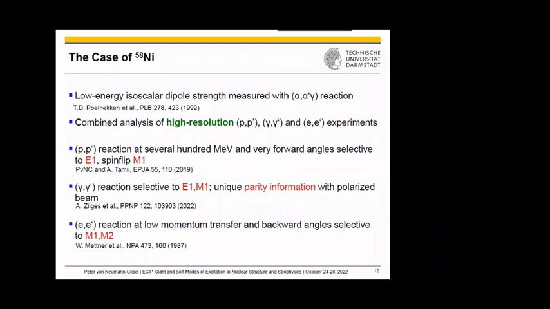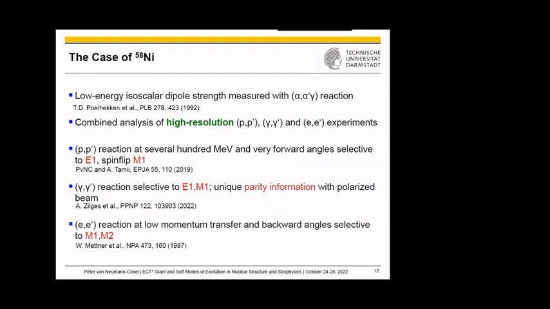Okay, and on top of that, we have a set of high resolution data from proton scattering, photon scattering, and electron scattering, which we can analyze together. And this set of data is unique, I think, because all of these reactions are very selective to dipole. So the (p,p'), as you learned yesterday from Isabel's talk, you see the E1, but also the spin flip M1. So if you go to very forward angles, you're selective to the dipole. Photon scattering, of course, is very selective to dipole. And if you do it with polarized beams like HIGS provides, you get unique parity information.